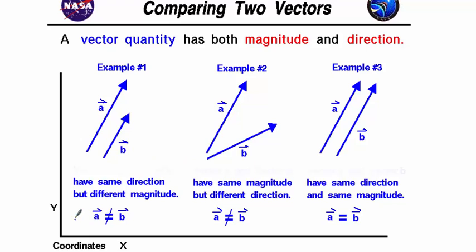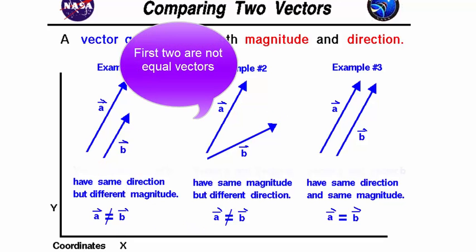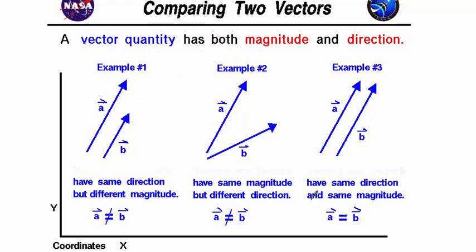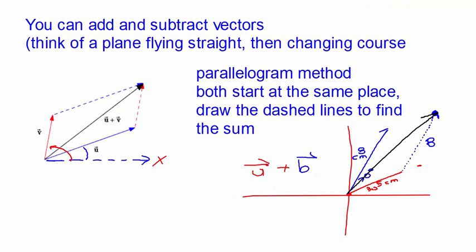We can have them being different magnitudes, but they're still going in the same direction. We can have different directions, but the same magnitude. Those aren't equal either. They have to have both in order to be equal: same magnitude and same direction.